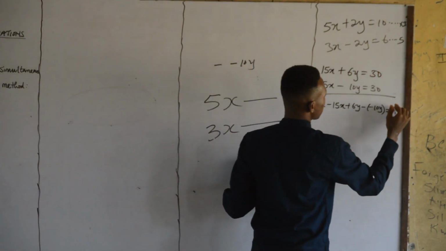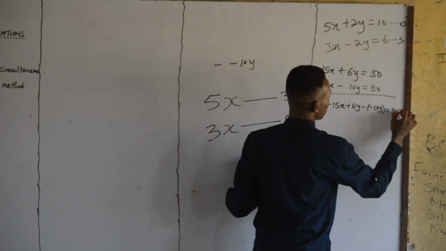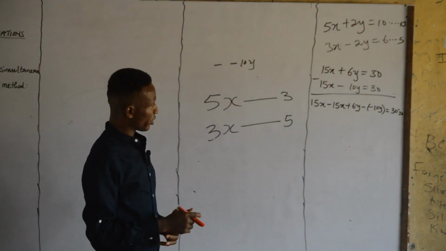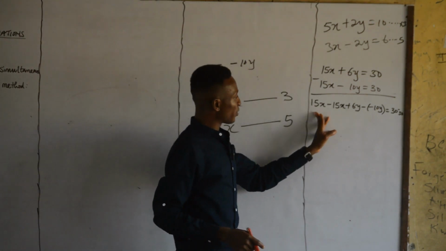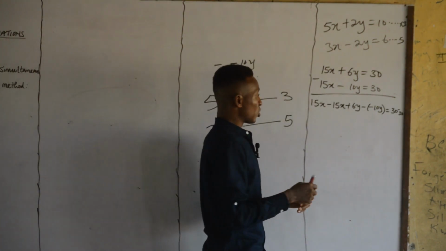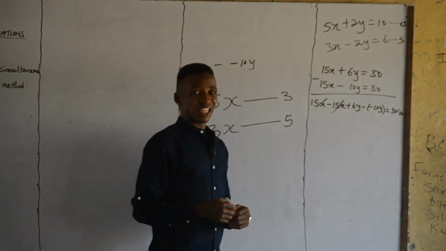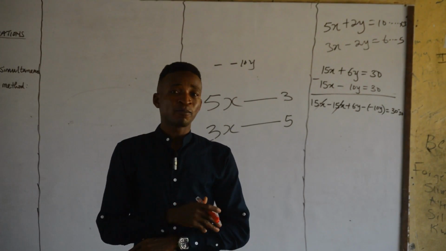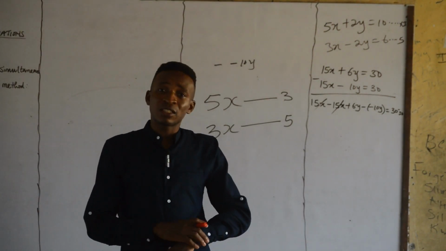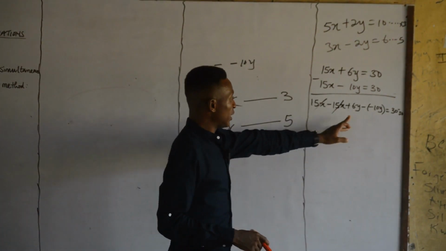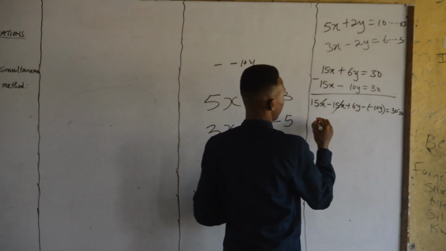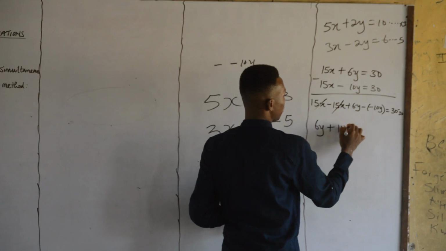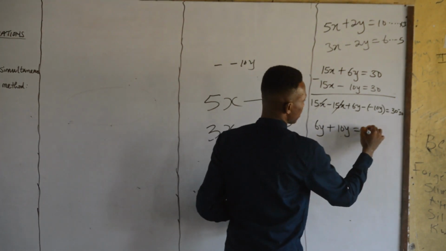Then equals to 30 minus 30. That place is a bit small. I'm going to rewrite it later. So let's see what we have here now. 15x minus 15x, that one is gone. So that means we have a 0. So that's where the elimination is coming in. So by the time we subtract 15x minus 15x, x is gone. So there's nothing like x in this expression here again. Then we are left with 6y minus times minus gives us plus 10y equals to 30 minus 30 is 0.